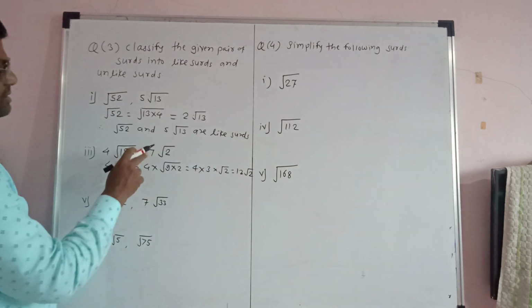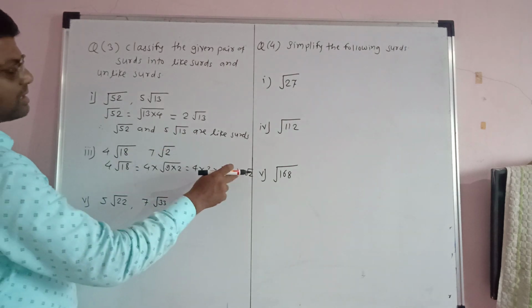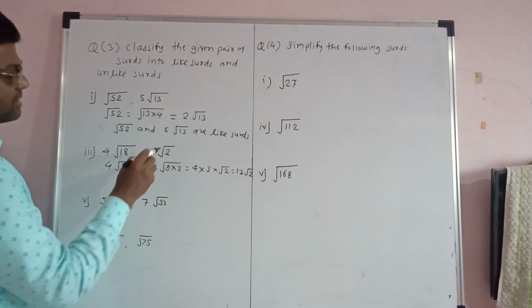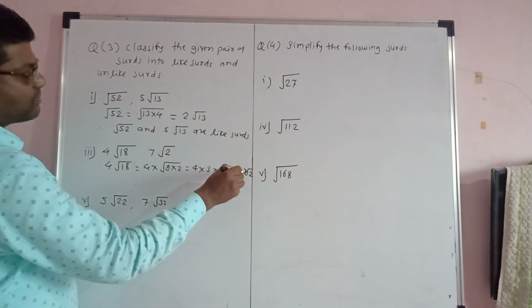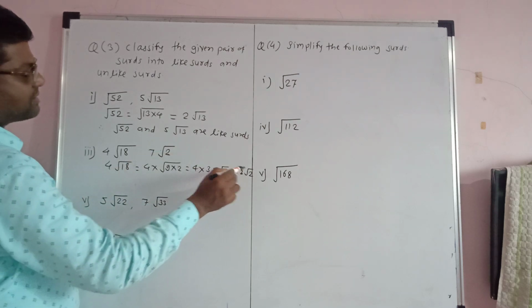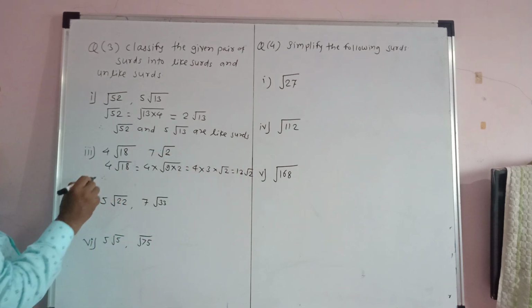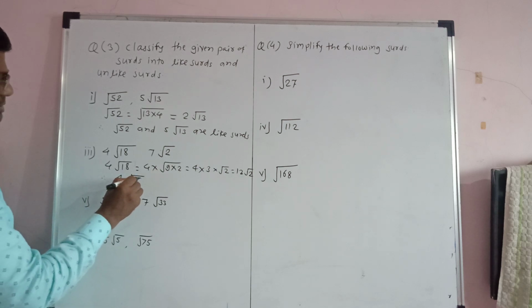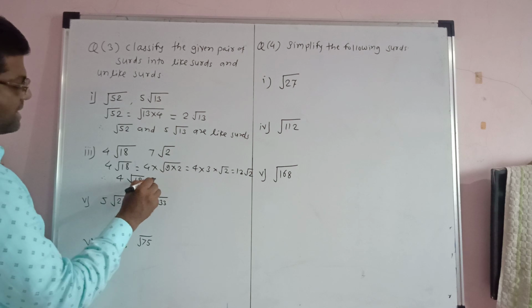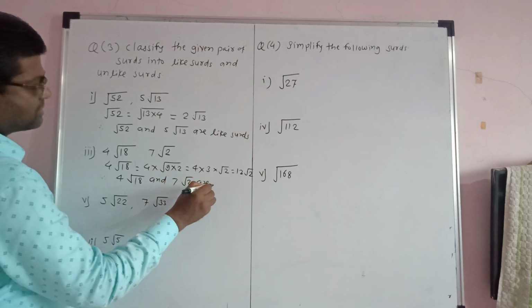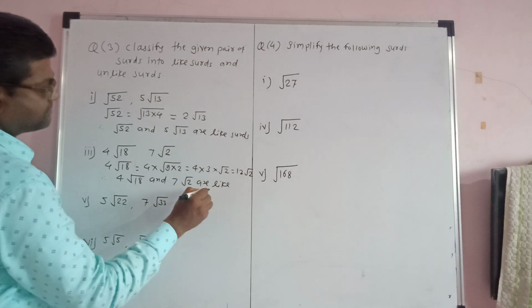Now let us see 12 root 2 and 7 root 2. Here the order of both the surds is the same and the radicand is also the same. Therefore these surds are like surds. Therefore we will write 4 root 18 and 7 root 2 are like surds.